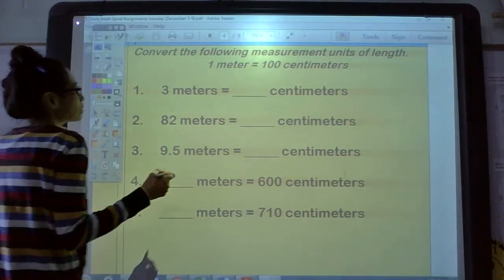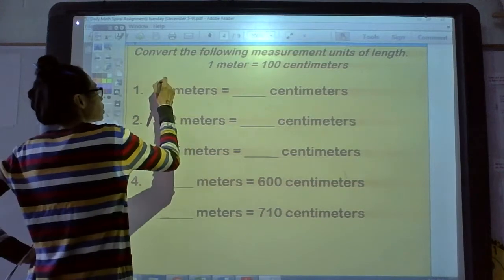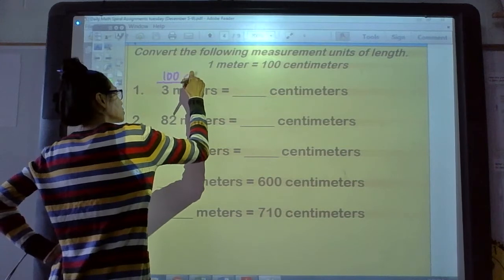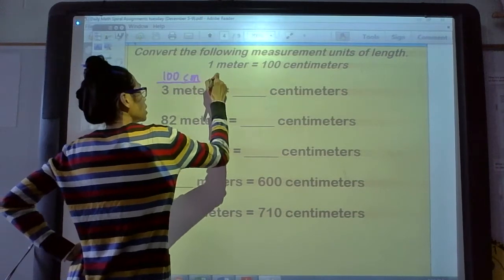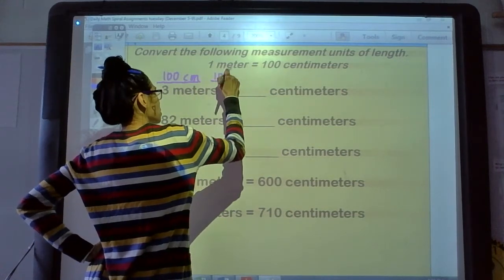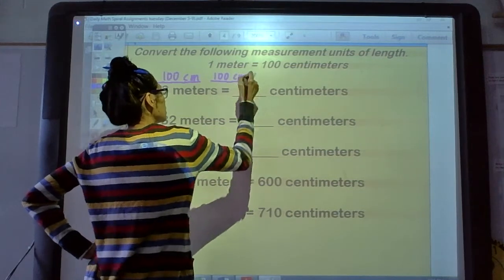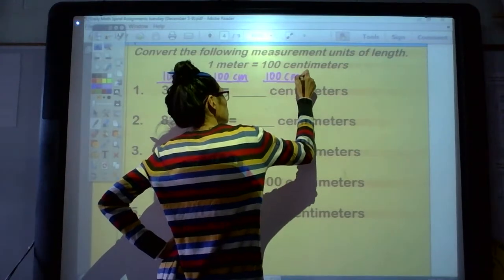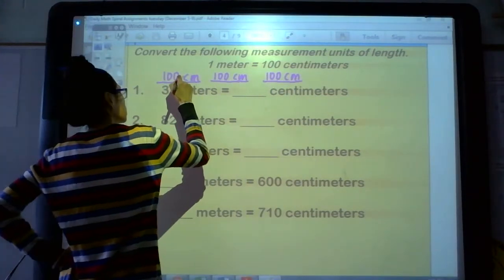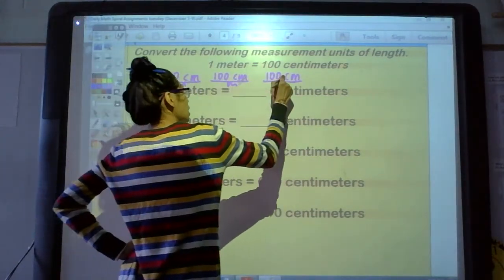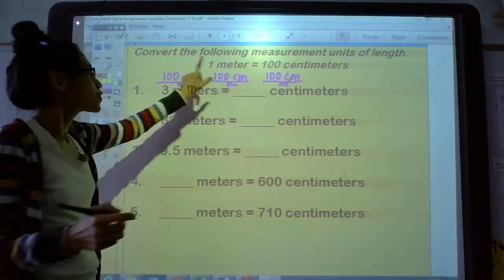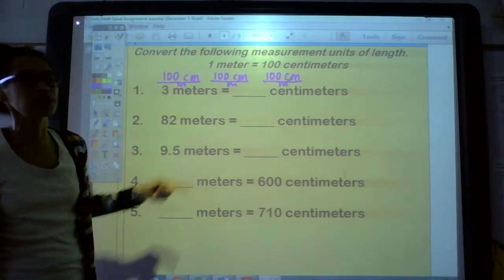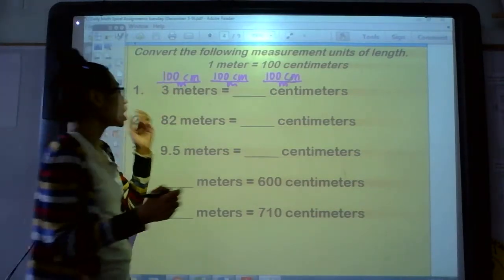So imagine if we have 3 meters and we know that 1 meter is 100 centimeters. Another meter is 100 centimeters. And then another meter is 100 centimeters. So we have 1 meter, that's a meter, and another meter. So if I have 3 of those, how many centimeters do we have? Look at the model, look at my picture. That is 300.